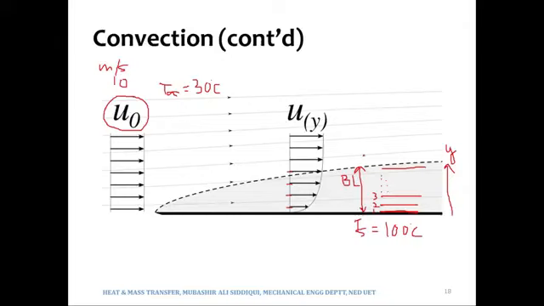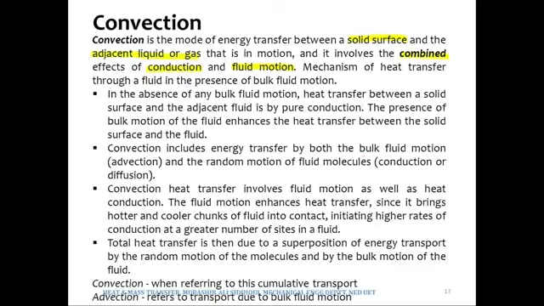So there is the energy transfer due to the molecular diffusion, and it is being supplemented, being enhanced, by the bulk fluid motion. This combined effect of heat transfer is called convection. This is what is meant by combined effects of conduction and the bulk fluid motion.